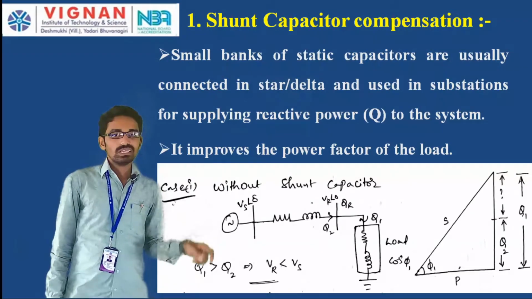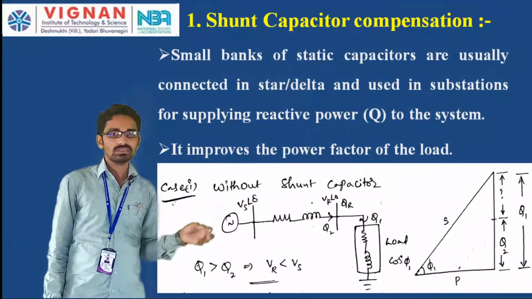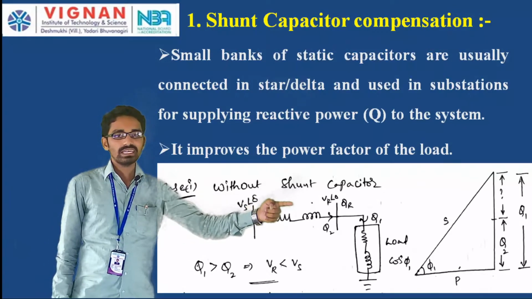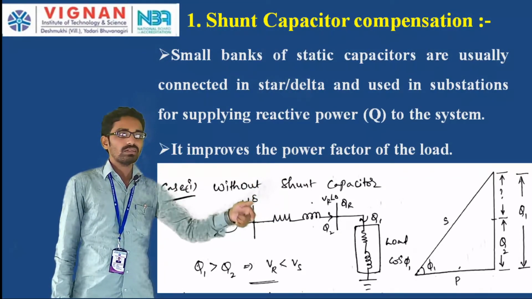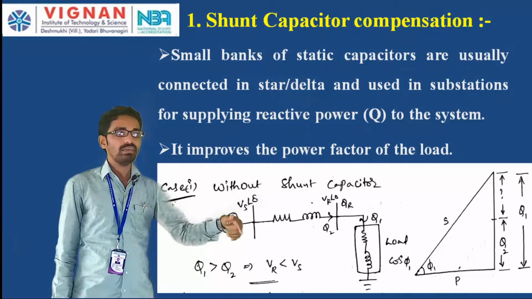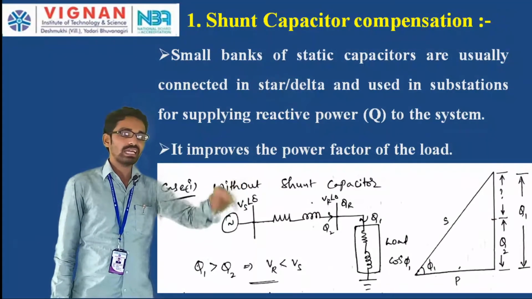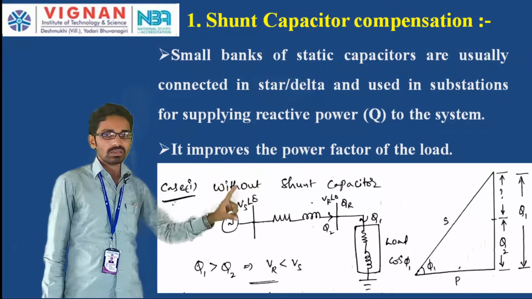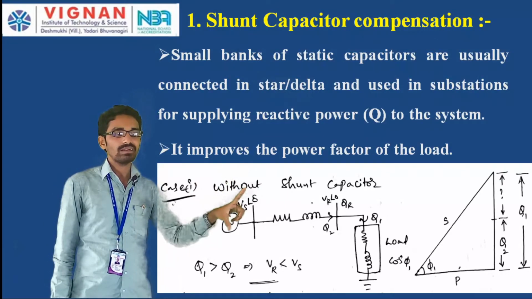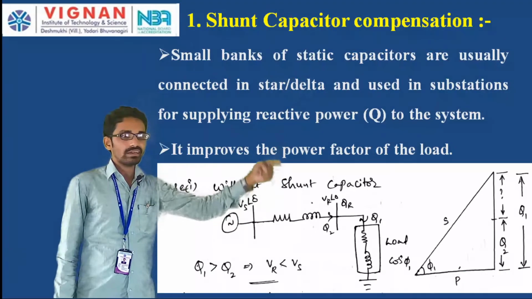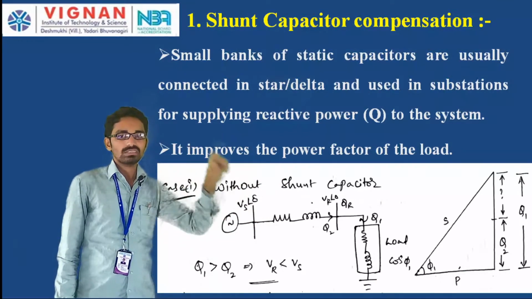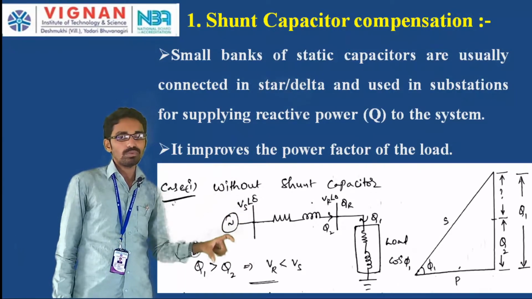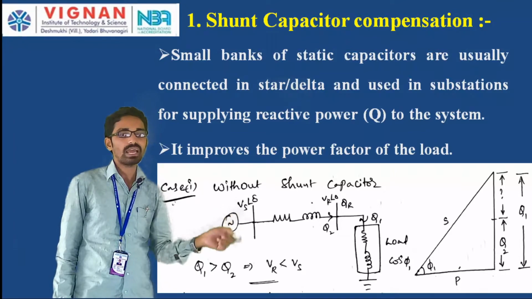In this case we know that without connecting the shunt capacitor, if you see the phasor diagram, that is a power triangle, where P is the active power and Q is the reactive power, the height of the triangle is Q, and the hypotenuse is the apparent power S. Here Q1 is the total demand, the height of the triangle, that is the reactive power demand by the load, and below that you have Q2, which is the reactive power supplied by the generator.